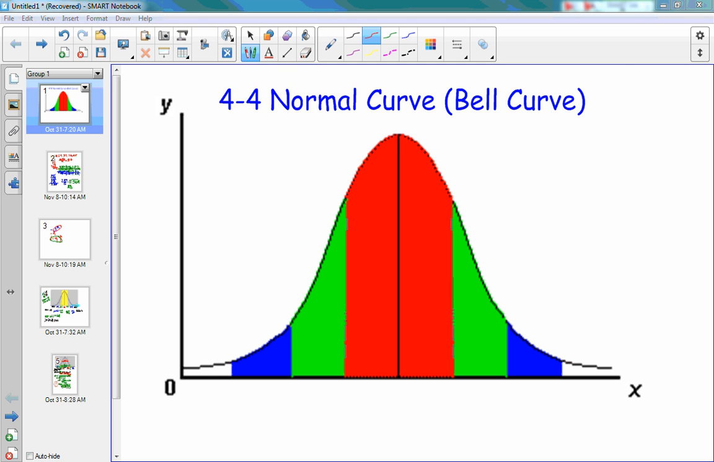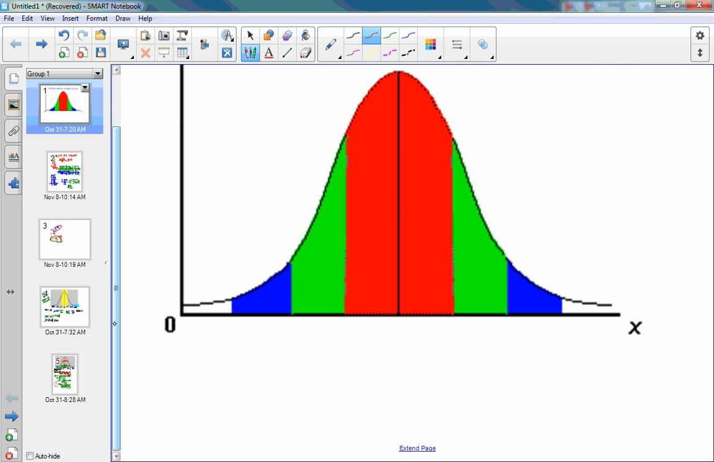Now, the first thing you need to know is that no matter what, you always start in the middle with the mean. When you did standard deviation yesterday, before you found standard deviation, you always have to do what? Calculate the mean. So the mean of your data is always going to be in the middle.